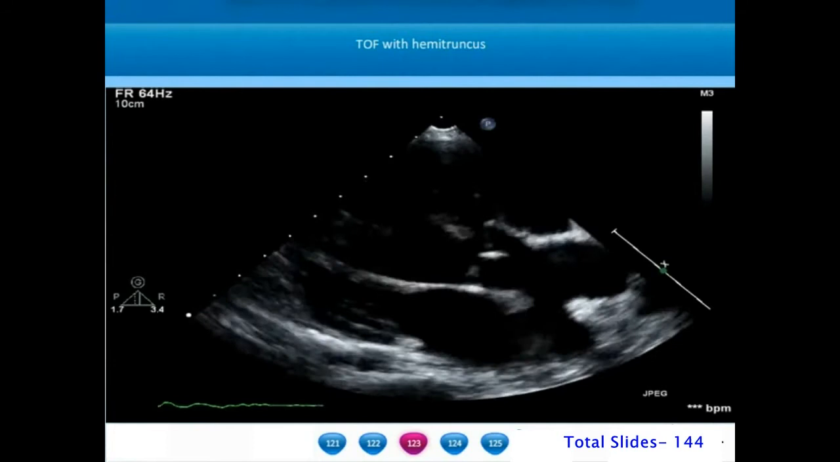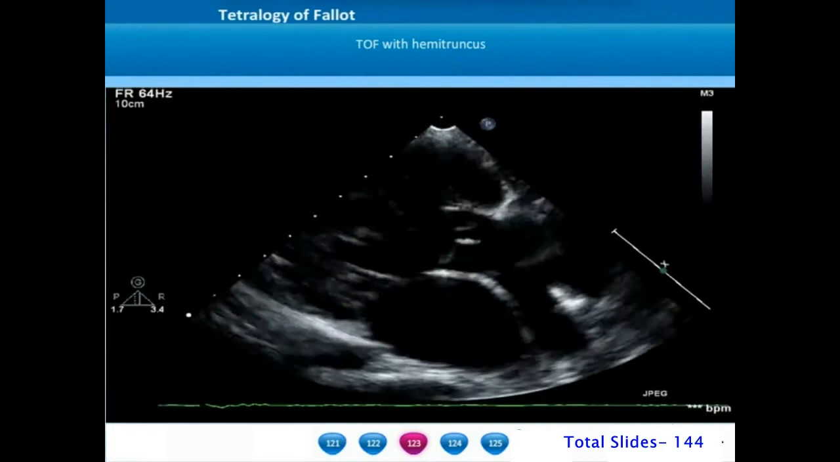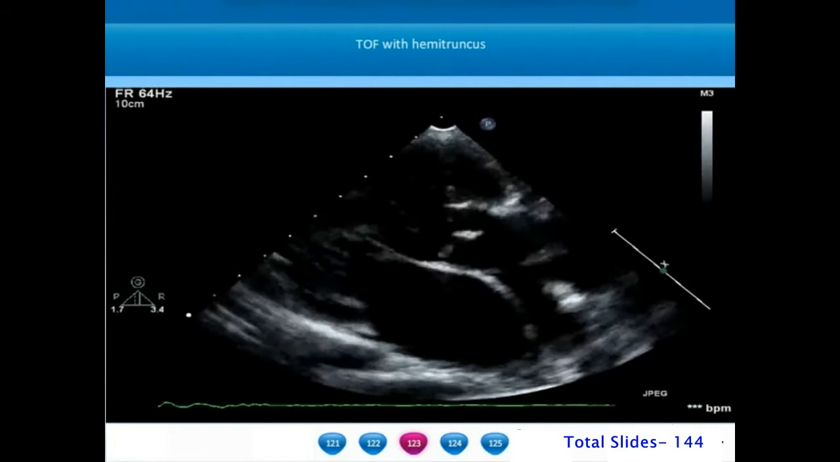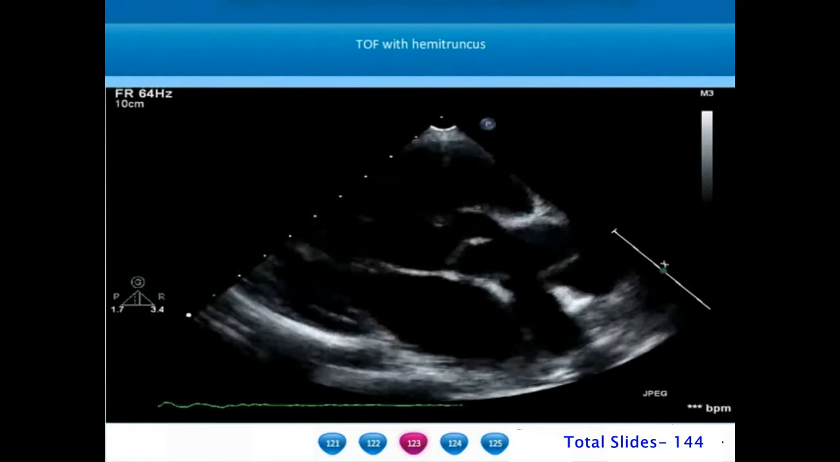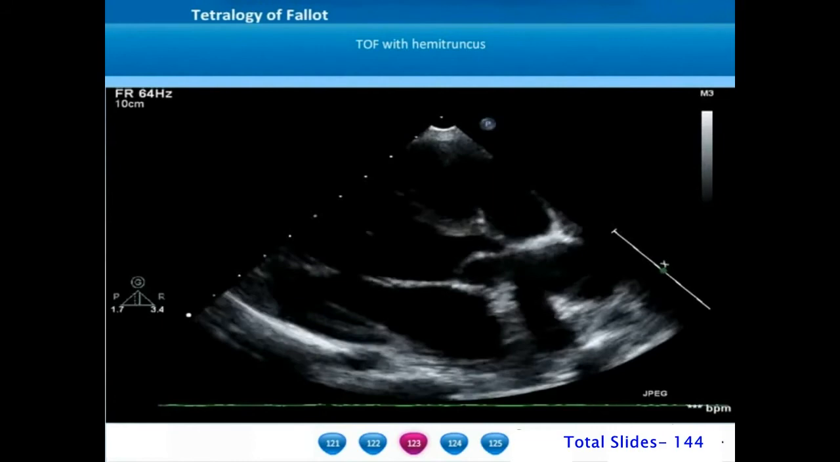Tetralogy of Fallot can also be associated with anomalous origin of one or both pulmonary arteries from the ascending aorta. When one of the branch pulmonary arteries is arising from the ascending aorta, it is described as hemitruncus. This is an example of a patient who has a large subaortic malaligned ventricular septal defect, about 30% aortic override, and there is a large vessel that comes off from the posterior wall of the ascending aorta immediately above the sinotubular junction.